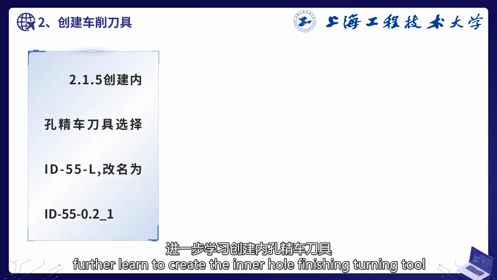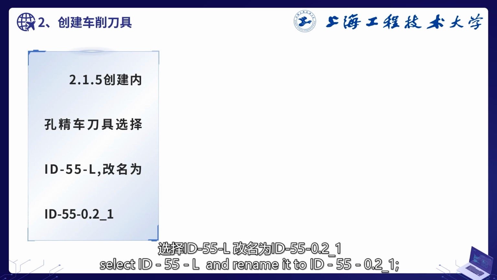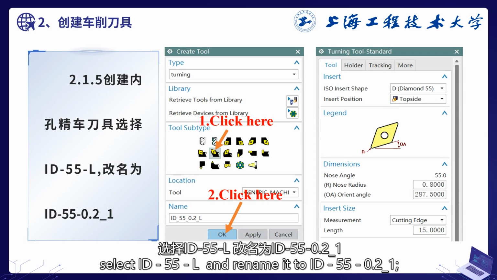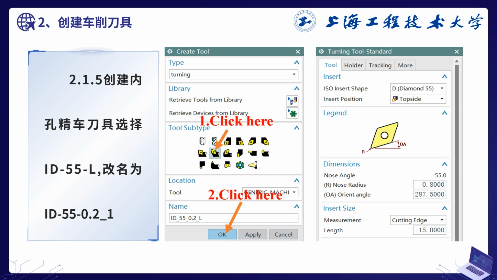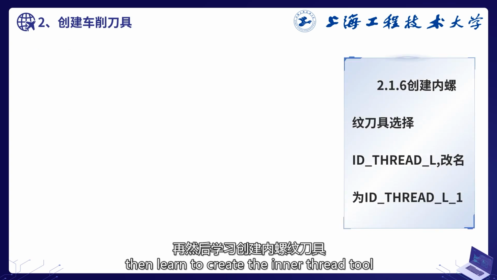Further, learn to create the inner hole finishing turning tool. Select ID55L and rename it to ID55 0.21. Then, learn to create the inner thread tool.